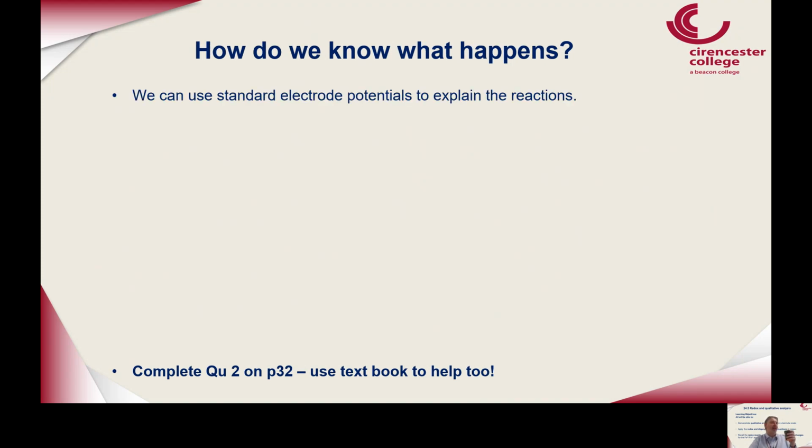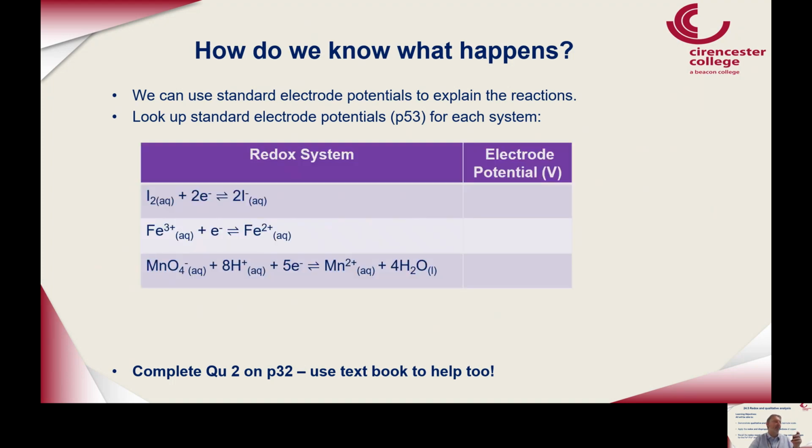So how do we know what happens? We can use electrode potential to explain the reactions and why they happen. You can look up the electrode potentials on page 53 of your booklet for each system. I'll put those up there in a second. The iodide and iodine system is plus 0.54 volts. The iron 3 plus, iron 2 plus is 0.77 volts. And the manganate system is, as we said before, plus 1.5 volts, or 1.51 volts.